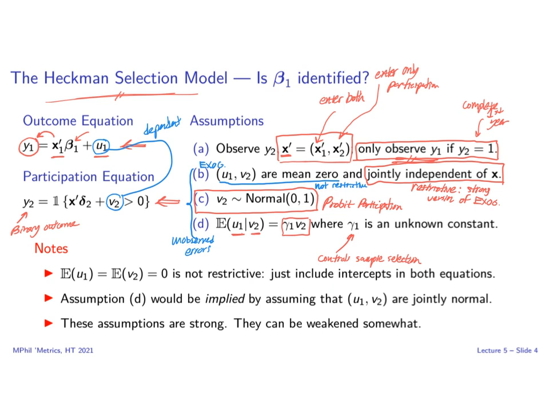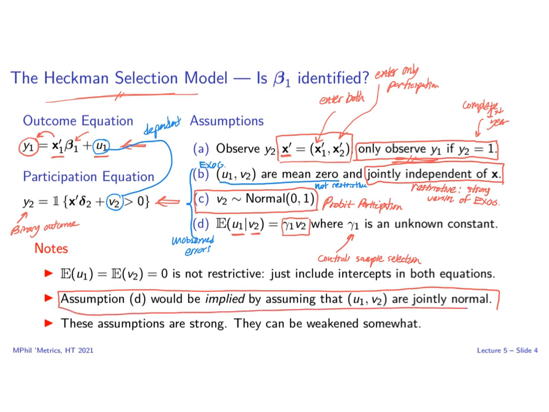The larger the value of gamma, the stronger the effect. This assumption D can be relaxed to allow for more general forms of dependence between U1 and V2, and in fact, you will consider just such an extension in your problem set.